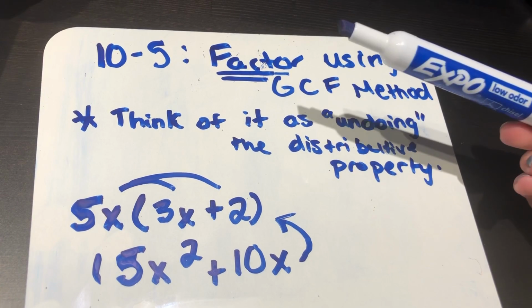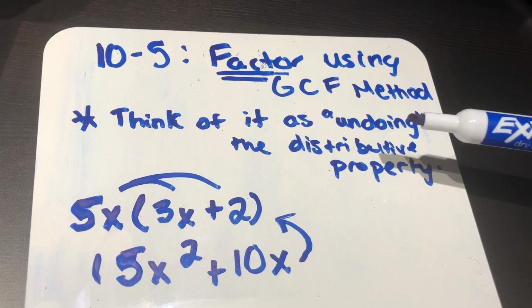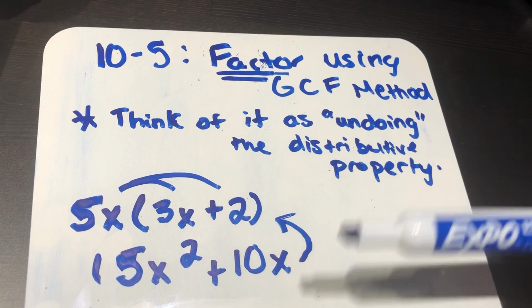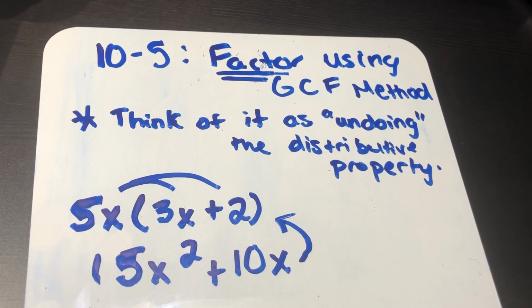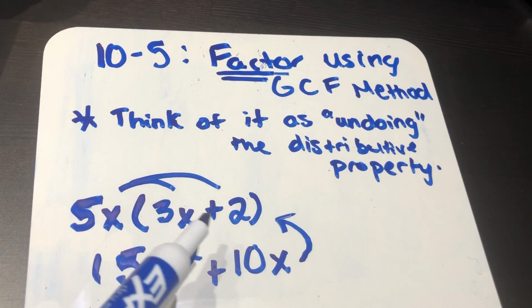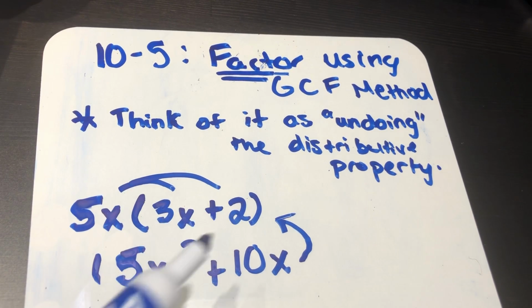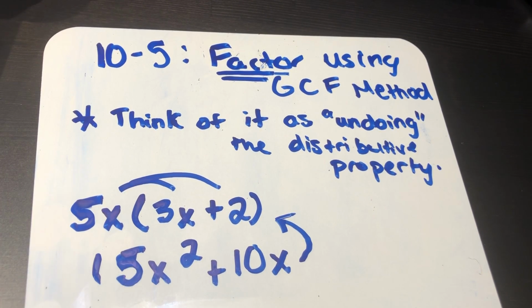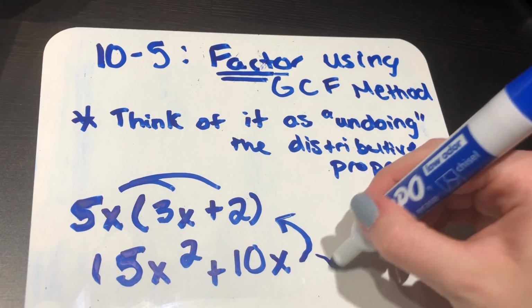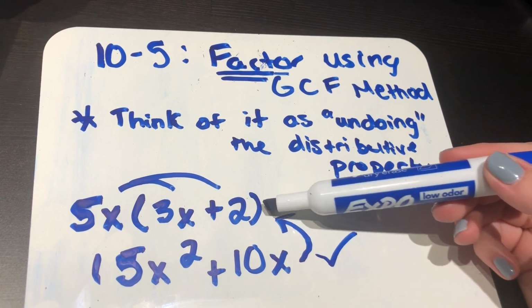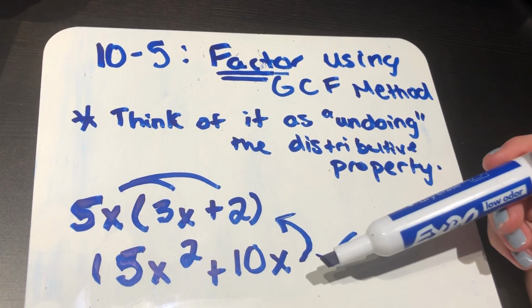When you think of factoring, I want you to think of it as undoing the distributive property. You'll see an example here where I have parentheses, which we know means distributing. If I take this and I distribute, I will get this. This will be my answer. This is what we just learned in the previous lesson. We did the distributive property, we multiplied it, and we got this answer.